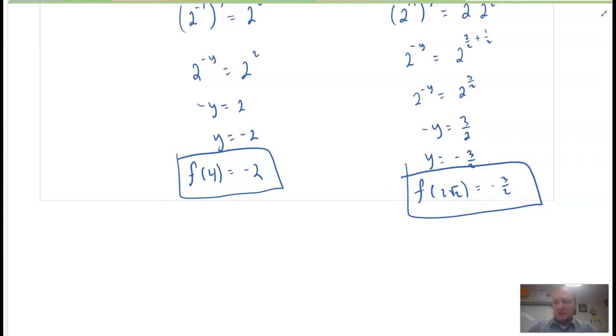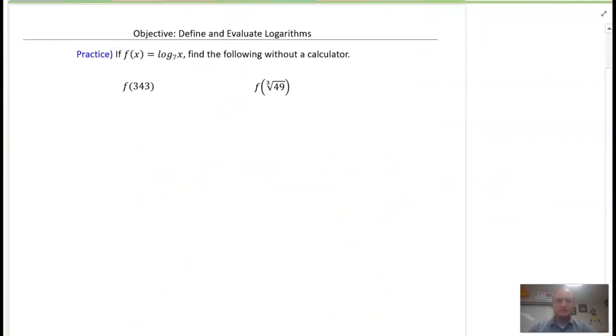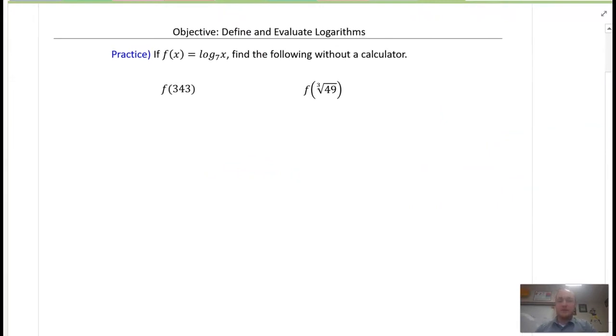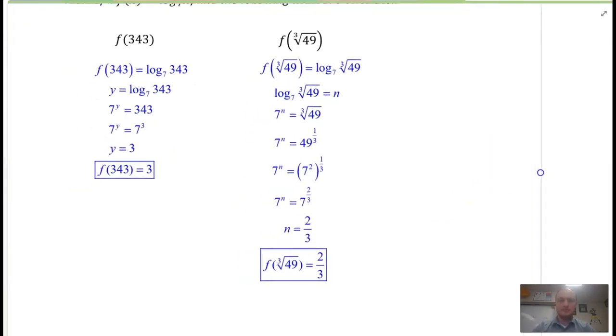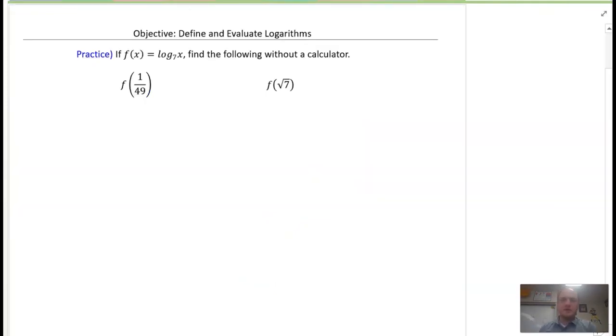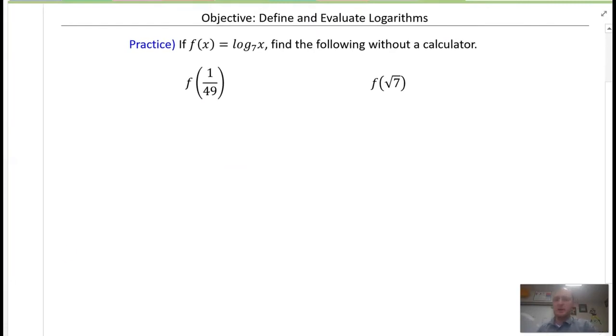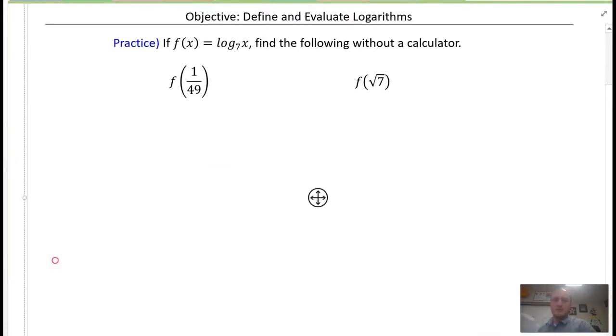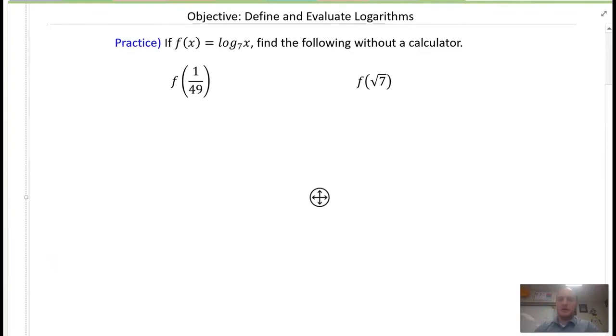I have a couple of practice examples for you here, if you would like to try them. Okay, so definitely try the square root of 49. Try that one. And hopefully you've done that. Here is the solutions. And then one more set of practice problems if you're interested. Here you go. Okay, and then here are the solutions.